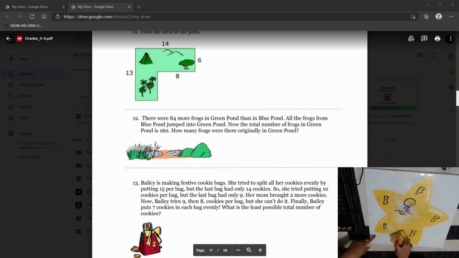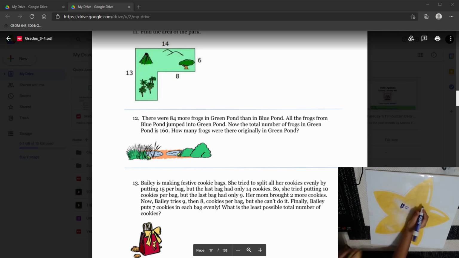Well, that's not your answer. That's not your complete answer. That's the answer for the number of frogs that are in blue pond, but we have to figure out green pond. So that would be B equals, what's it? Yeah, 36. Is it 30? No, it's 38.